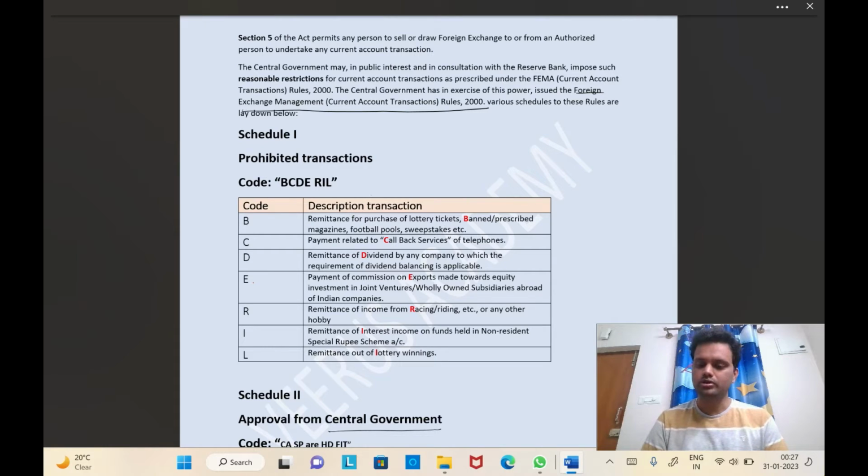Before going to these codes and tricks, first I would request you to go through the material and read these provisions first. Then only you come here. If you directly come here to learn this shortcut and the codes, it won't get into your mind. First you read the provision well, then you watch this video.